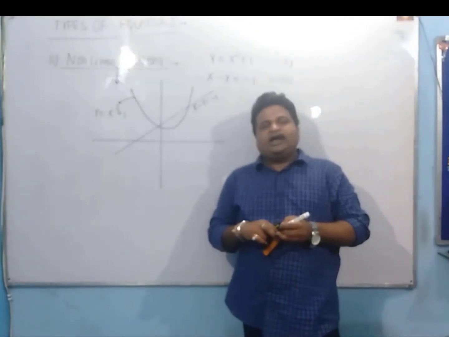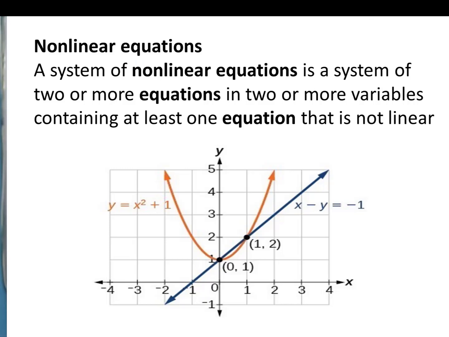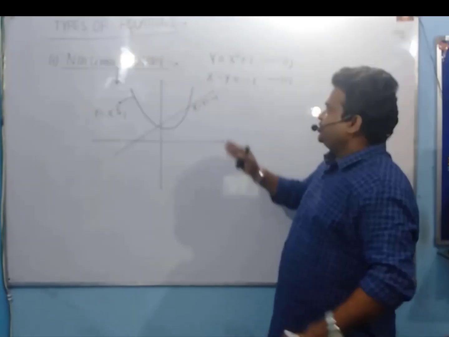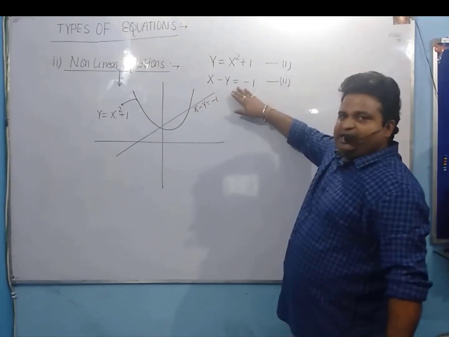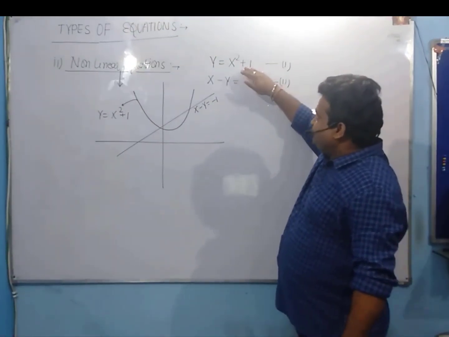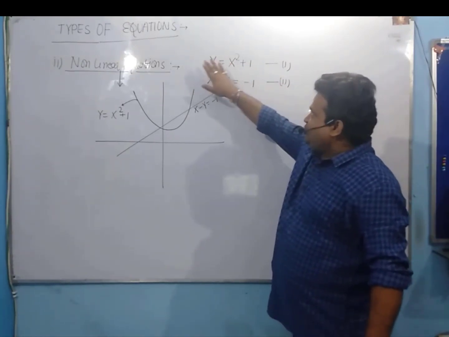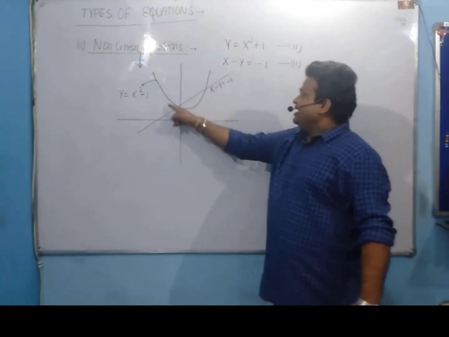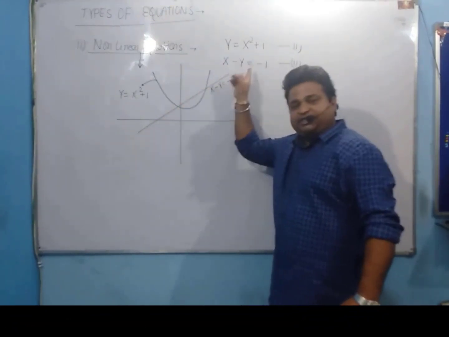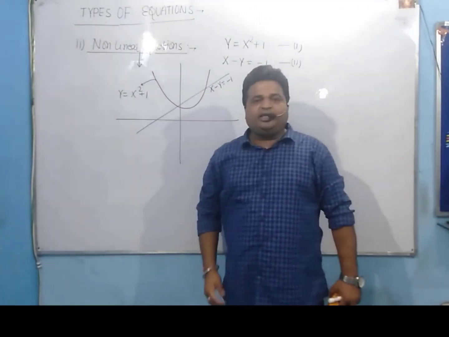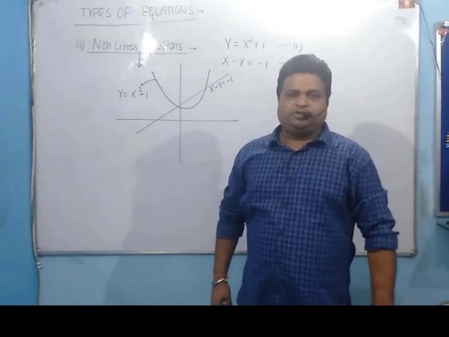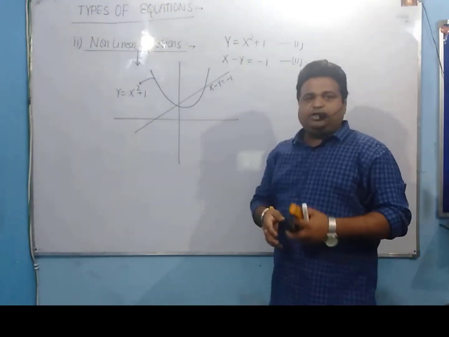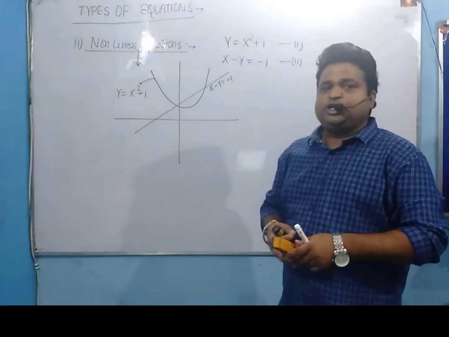Again I am repeating, a system of non-linear equations is a system of two or more equations in two or more variables containing at least one equation that is not linear. So in this, this equation is linear, but this equation is not linear. When you plot the values of the variables with respect to the left hand side and right hand side, you will not get a straight line. In this case, you will get a straight line, this is a linear equation, but this is not linear. This is called non-linear equations. So this is about the non-linear equation. Now move further. The third equation is the quadratic equation.